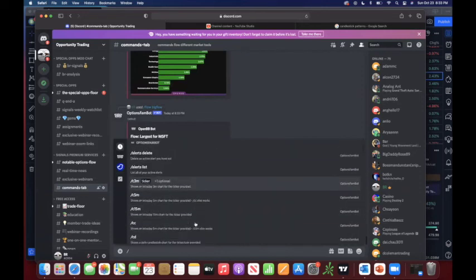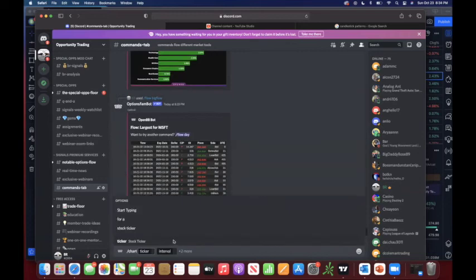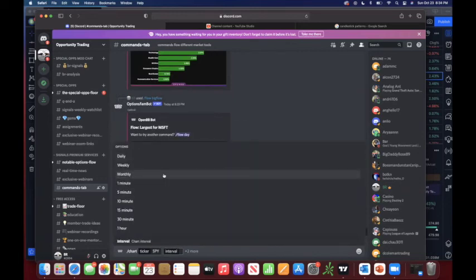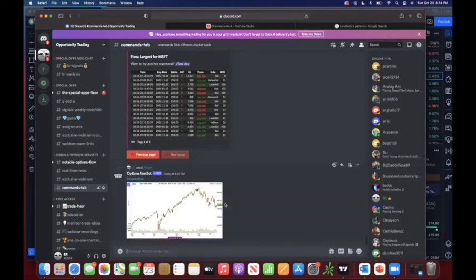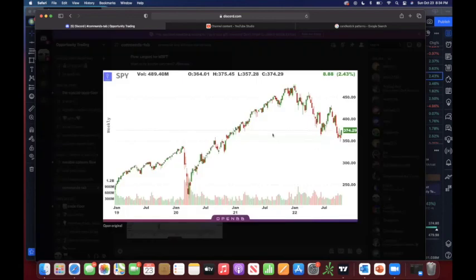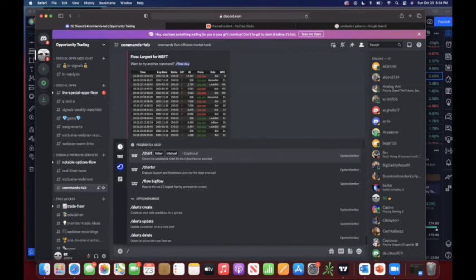So there's a ton of different things you can do here. If you want to just simply get a chart for SPY, you want a quick chart that's already charted out for you, you want the weekly time frame, boom. It's going to pull it up for you and give you exactly what you want to see or exactly what you need to see, right? It's just a quick chart to pull it up for you and get you going.